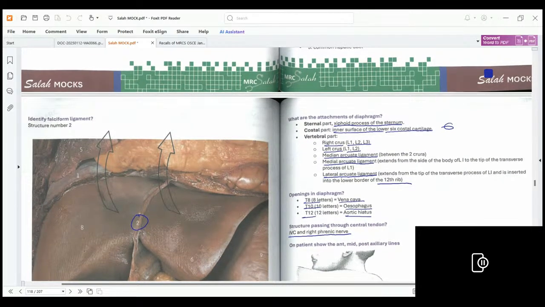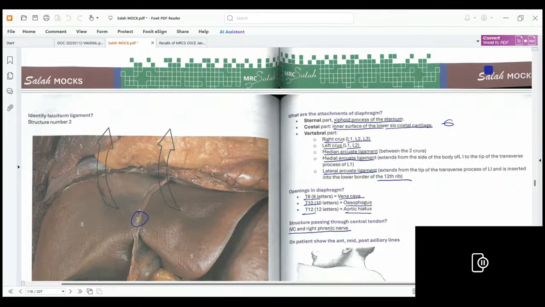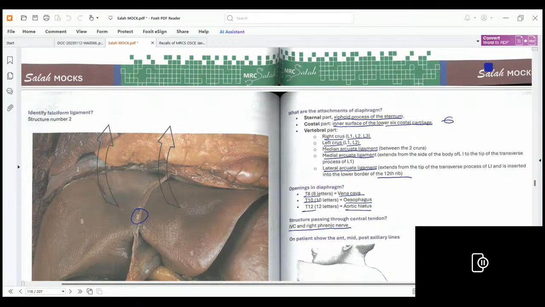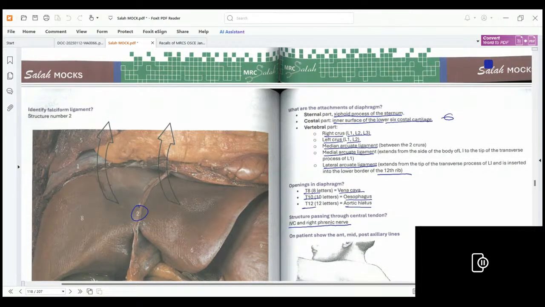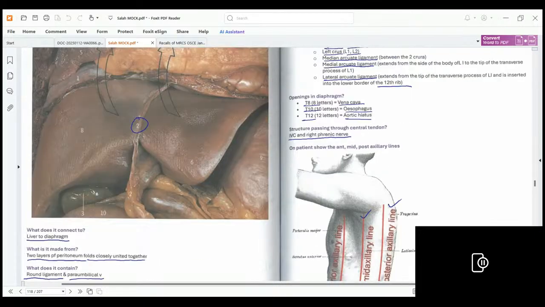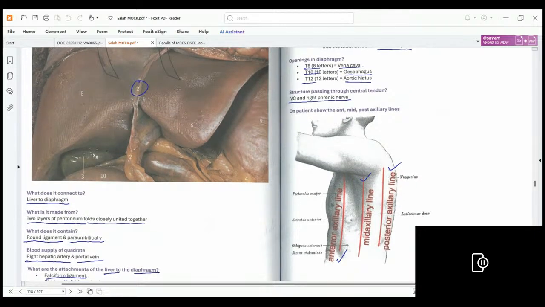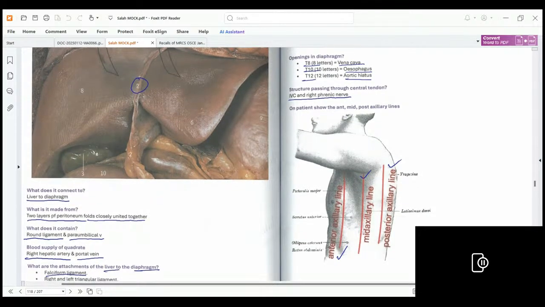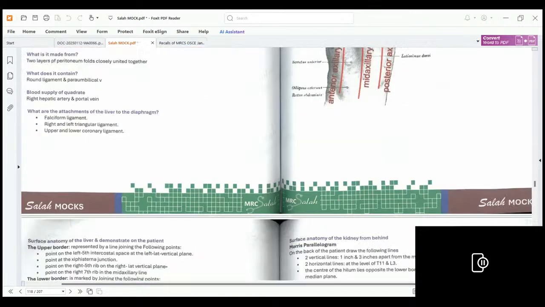On the patient, show the anterior, mid, and posterior axillary line. Do we just need to show it, or also state the anatomical landmarks? But how do they decide?